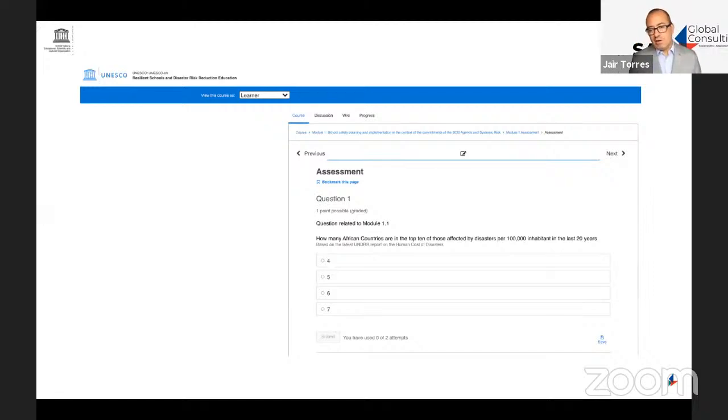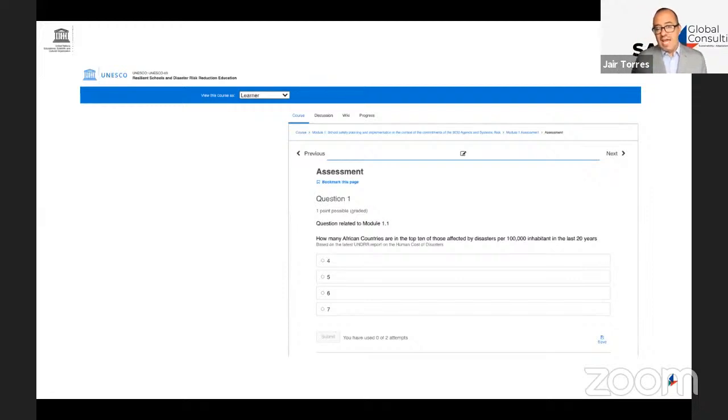Sometimes in that assessment, we're going to ask you also to provide us with some information about how you see these specific elements that we have seen during the module in your own country: for instance, what elements have been implemented by your government, what hazards the schools are exposed to in your country, etc.